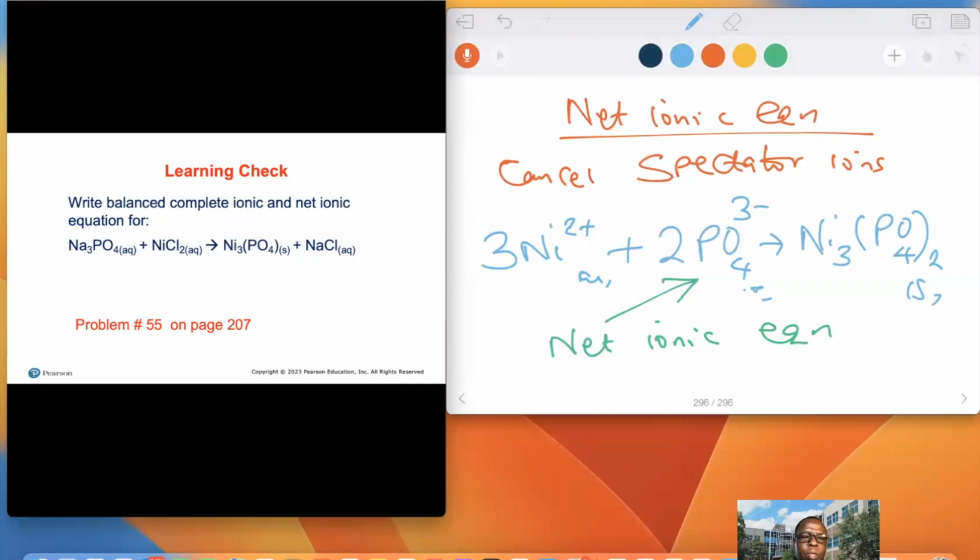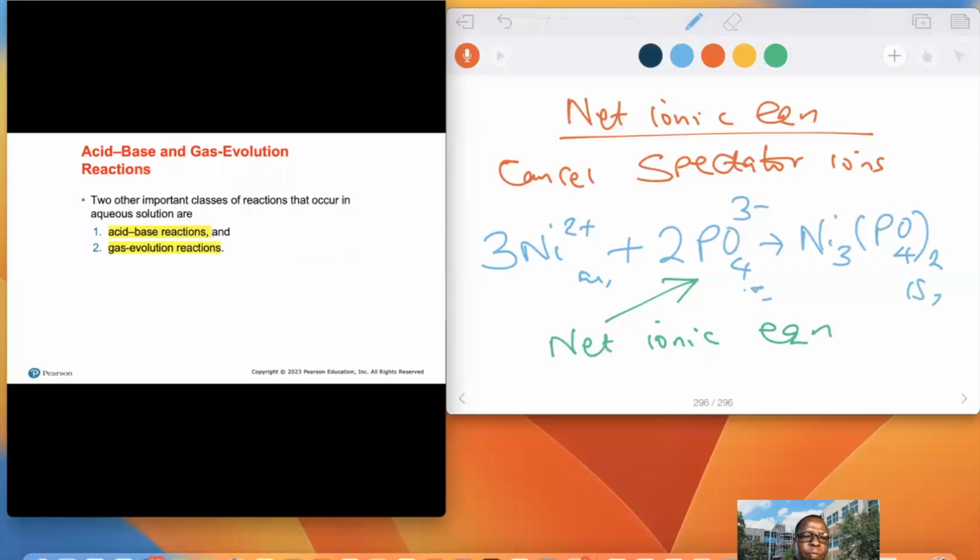All right. So here, please remember to balance. Every time you see "write balanced," that means the equation is not balanced. You need to balance it out. Look at problem number 55 on page 207. That's good practice. If you want to practice more on writing the complete and net ionic equation, look at problem number 55.